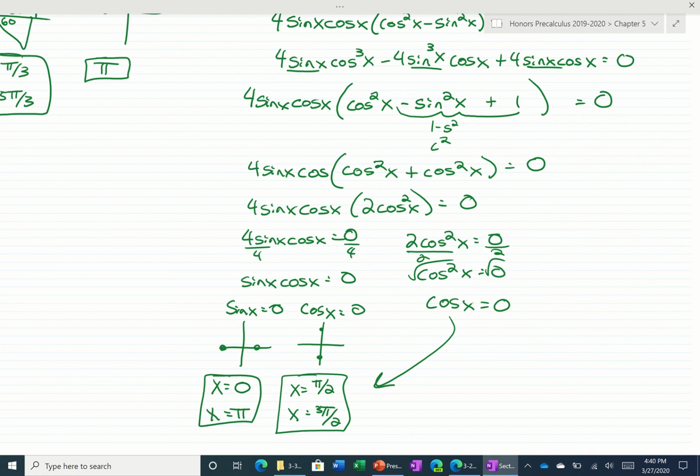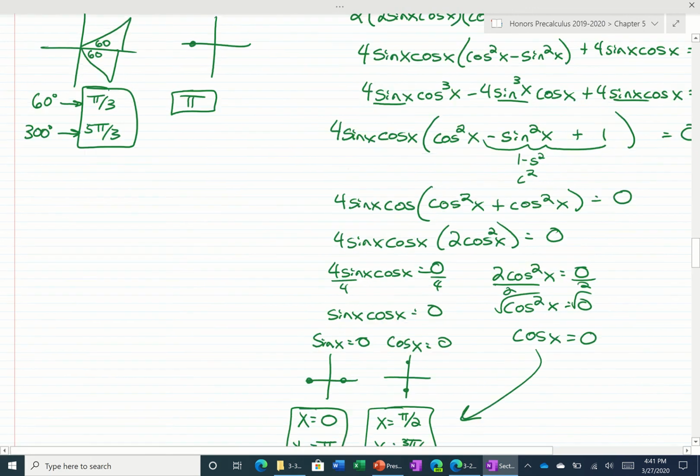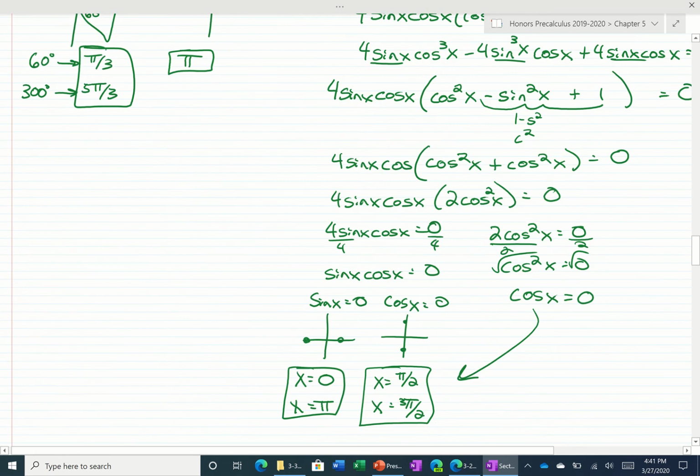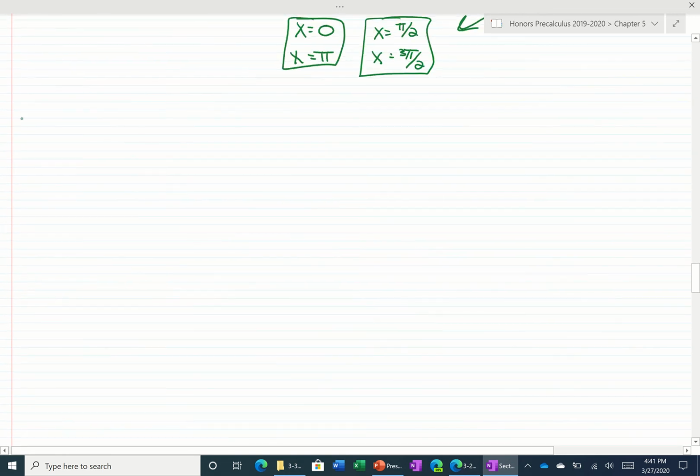I'm just going to double check it in the back of the book here real quick. Page 418, number 15. So 0, pi over 2, pi, and 3 pi over 2. Okay, so that one's good. So a couple more to go. So that was number 15. So let's take a look at 17 and 19. A train's coming, you might hear it.